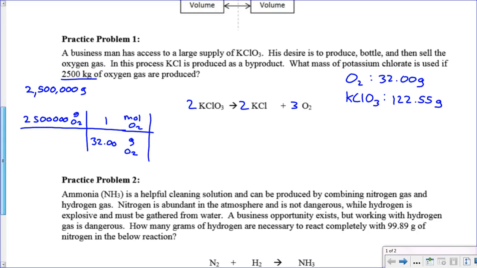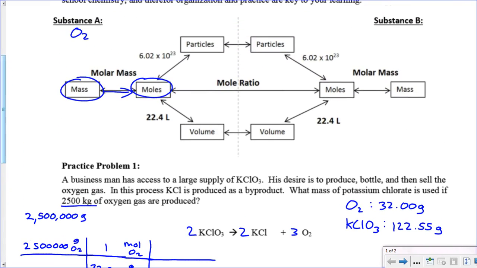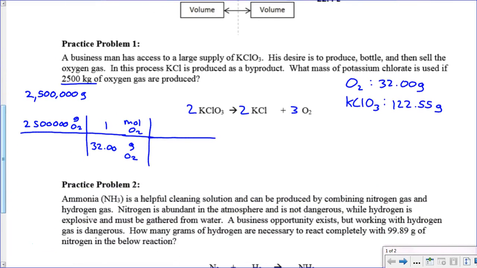That's the molar mass. The next thing we need to do is go from talking about moles of oxygen to talking about moles of KClO3, because KClO3 is our substance B. So we're going to go from moles of one substance to moles of another substance. To do that, we're going to use the mole ratio that we learned from the last set of problems.